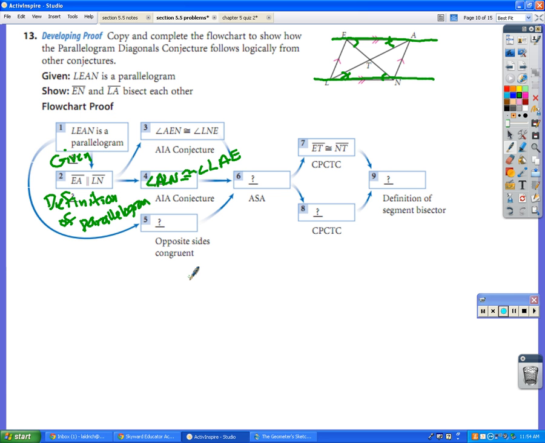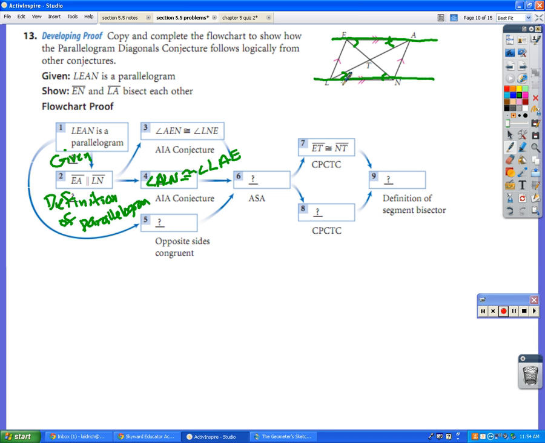It's a flow chart. And so another thing that we know, because we know that LEAN is a parallelogram, is something about the opposite sides. What's true about the opposite sides of a parallelogram? They're congruent, okay? So what are two sides that we would like to say are congruent here that will help us in our quest to prove something?